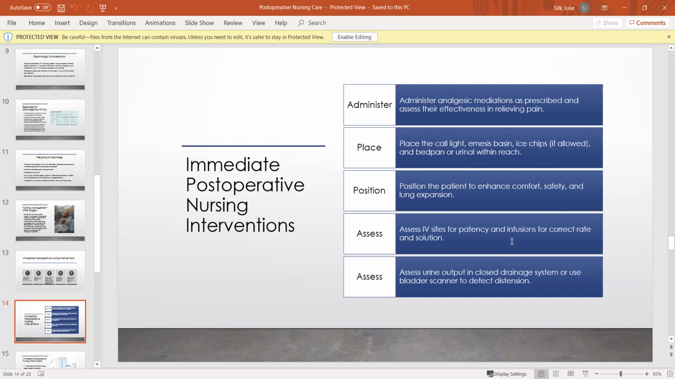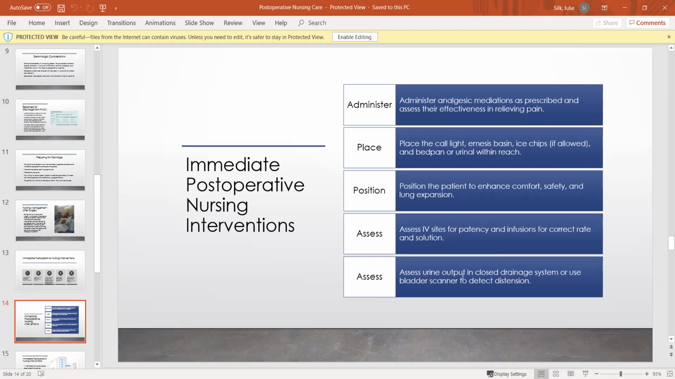You want to assess their IV sites for patency and infusions for correct rate and solution. So this is the thing. When they come from recovery room to you, they have different orders. So in recovery room, they have their own special set of doctor's orders that they are allowed to do for them. But then when they come to the regular floor, they have a different set of orders. So they might come to you on IV fluid, but it might not be the right IV fluid anymore. So you have to check your orders to see what is ordered, and then you may have to switch to a different type of IV fluid. Or, you know, like turn the fluid down or something. There's different things that can happen.